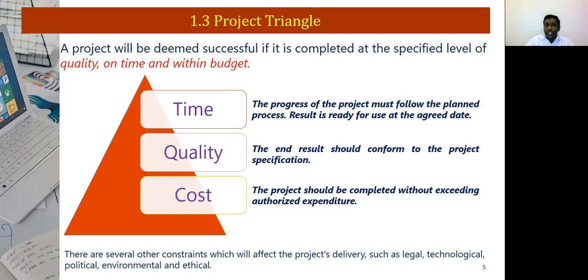There's something that I would like to explain in addition, where time and cost are correlated. More the time, more the cost. But there are certain instances where the organization will take up initiative to complete the task as soon as possible. By then it will deploy additional resources, maybe at an additional cost. Apart from this, there are several other constraints which will affect the delivery of the project, such as the legal factors, technological factors, political factors, environmental factors, and so on.